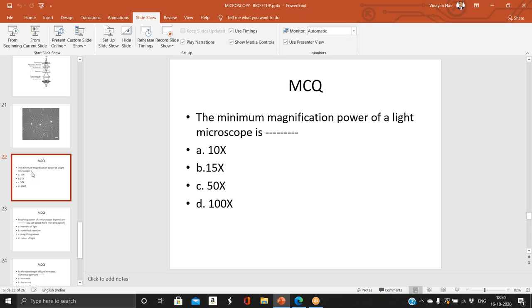So this is the way you have to answer a multiple choice question. In any multiple choice question, you have to find out the keyword. What is the keyword here? Minimum magnification power. So you go for the very minimum. Don't go for maximum, don't go for medium, only look at the minimum. Minimum of eyepiece lens, 5x. Minimum of objective lens, 10x. 5 into 10, 50x. Direct question, this is not a confusing question.